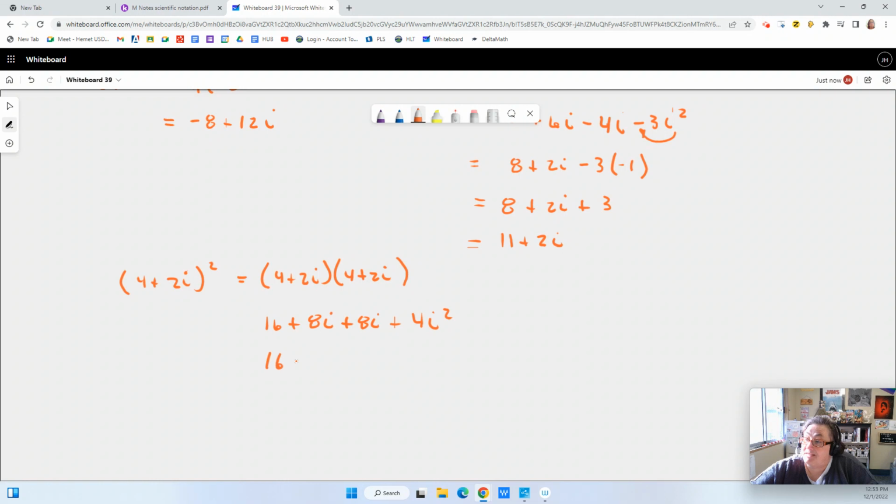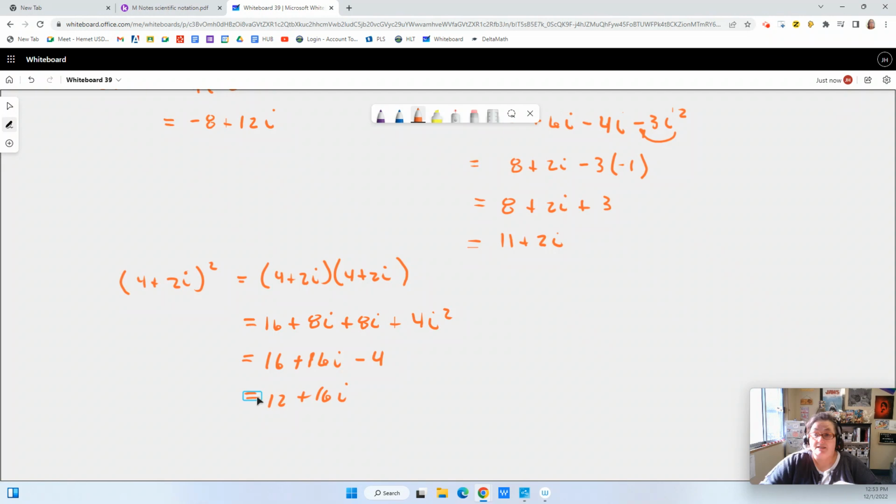So you have 16 plus 16i minus 4, right? Because 4 times i squared is just minus 4. And so you wind up with 12 plus 16i. I should be putting in my equal signs each time, but I got lazy. It's been a long day.